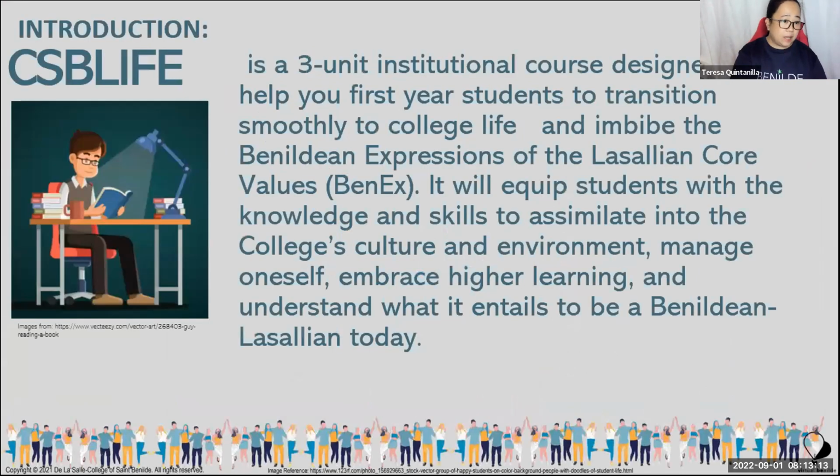So CSB Life is a 3-unit institutional course designed to help you, first year, right? All of you are first year, right? To smoothly be comfortable with the school and college life, and then imbibe the Binilian expression of the Lasallian core values. You're going to have the DNA of CSB. As you go along, you will learn the Binilian core values. Before it was 7, now it's only 5. So part of your requirement is to learn these basic core values of CSB, and also to know the culture of the school.